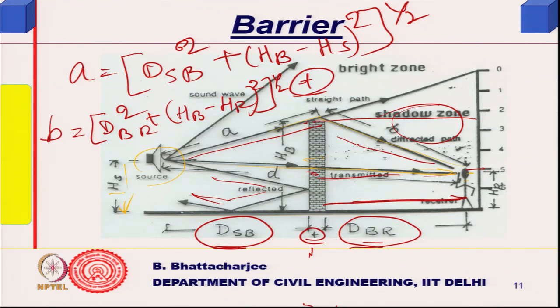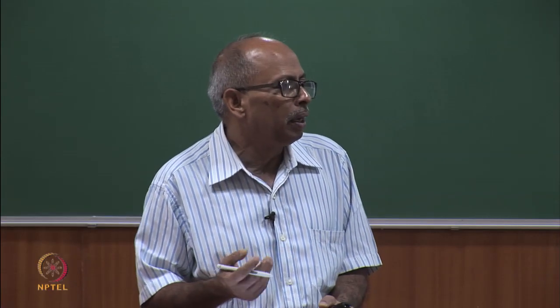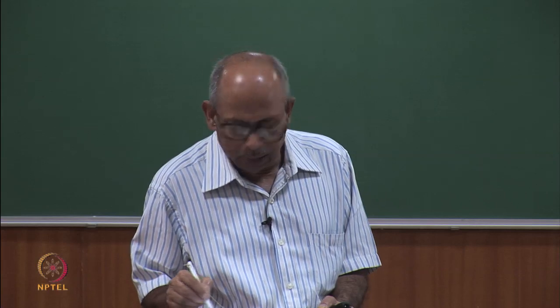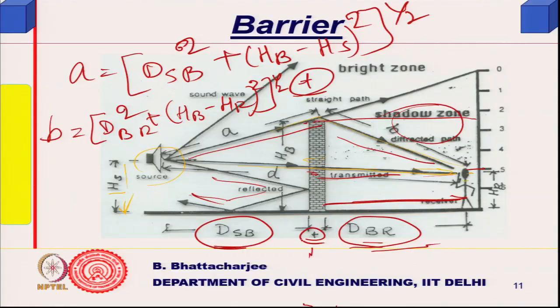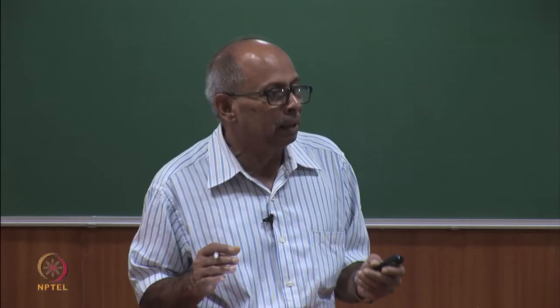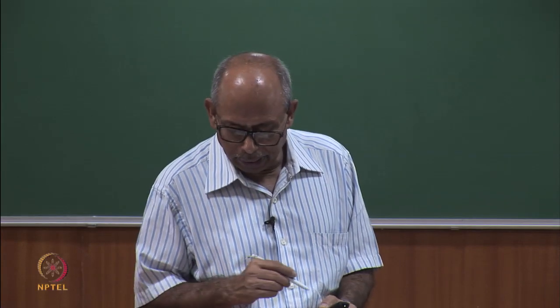Small t is the thickness of the barrier, which we are neglecting. Otherwise, you take t by 2 everywhere, but it is small. This will be large, 50-60 meters, and this will be in millimeters, centimeters. But if it is sufficiently thick, then you have to take that into account, otherwise you can neglect this, right.